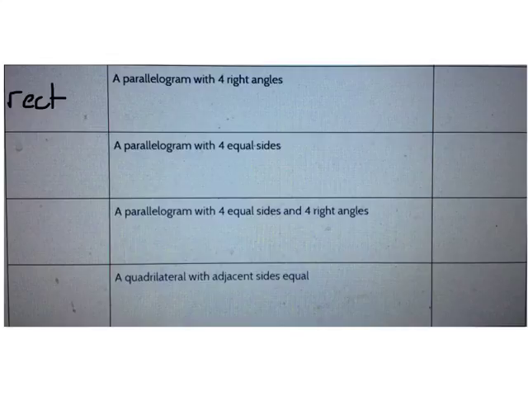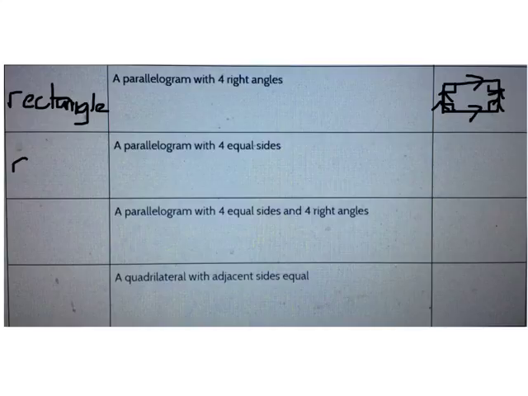A rectangle is a kind of parallelogram. It's a parallelogram with 4 right angles. So I can see, when I draw a rectangle, the top and bottom are parallel to each other, and the 2 sides are parallel to each other. So a rectangle is a type of parallelogram. It has 2 pairs of parallel sides, but it also has 4 right angles.